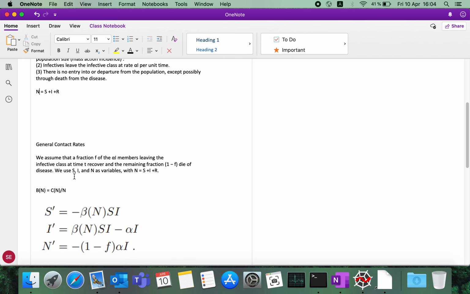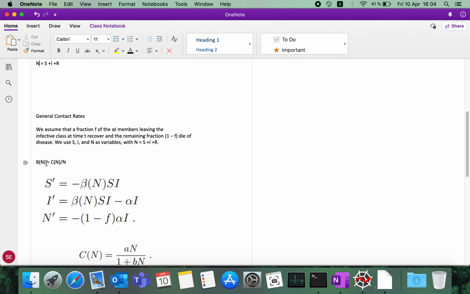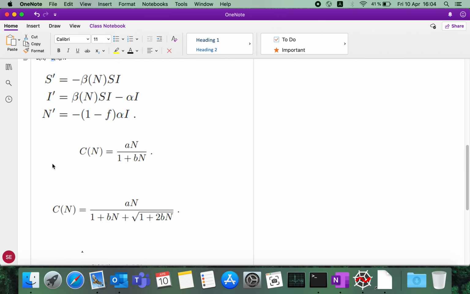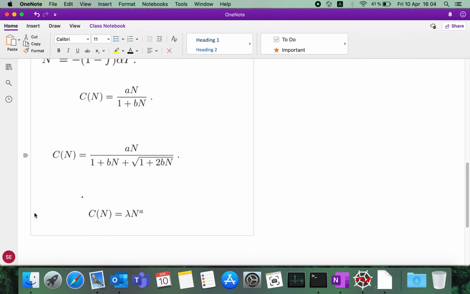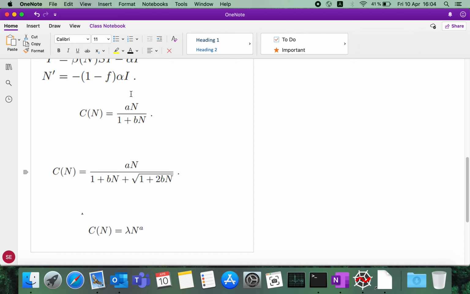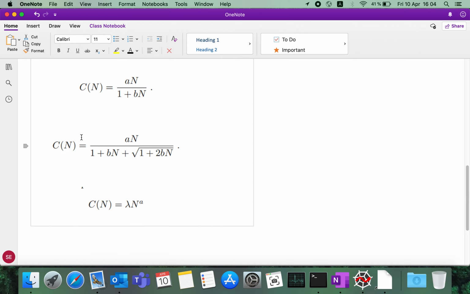There are different models to capture this general contact rate. What we define as general contact rate is B, which is a function of population N, equal to C over N. There are different definitions for defining C. What I found on the internet, there are 3 definitions for C. One model is this, with alpha N over 1 plus bN. I will use the first one actually, but you can go ahead and try the second and third models.